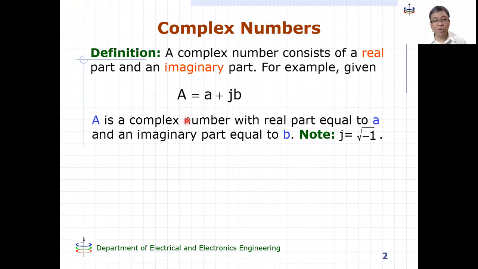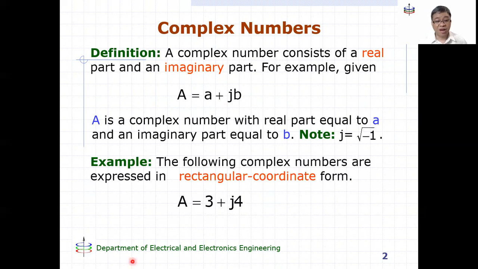So this complex number A equal to a plus jb is a complex number with the real part and imaginary part. Of course, an easy example for that is given as letter A here, capital A, which is 3 plus j4. We say that this complex number is in its rectangular form because it's written in the rectangular coordinate system.